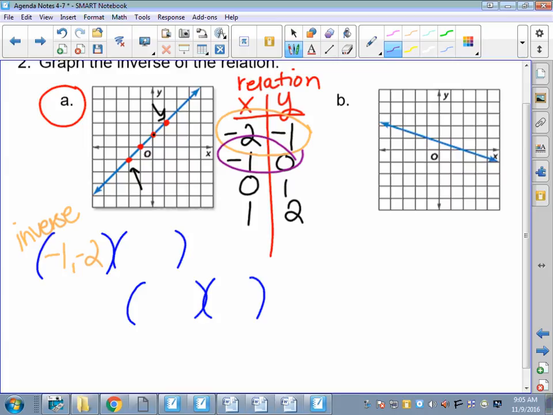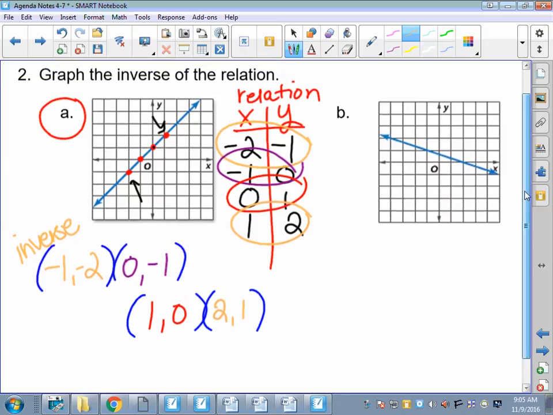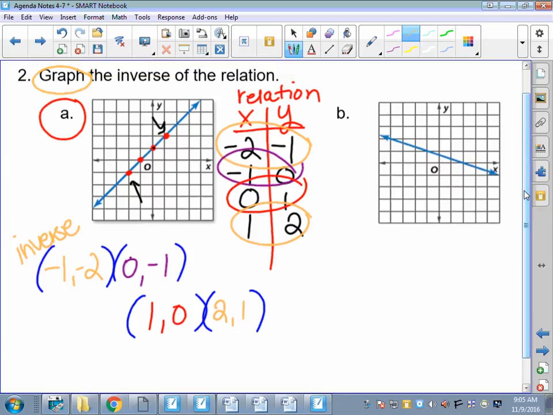My next ordered pair would be 0, -1. I'm just going to switch those two values. My next ordered pair, since it was 0, 1, I'm going to switch those and get 1, 0. And my final ordered pair, instead of 1, 2, let's switch those and get 2, 1. So I wrote the inverse, but it does ask me to graph the inverse. So once we got the ordered pairs, everybody's good with graphing those, right?